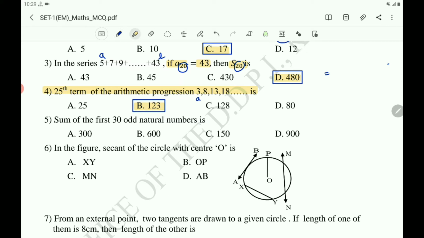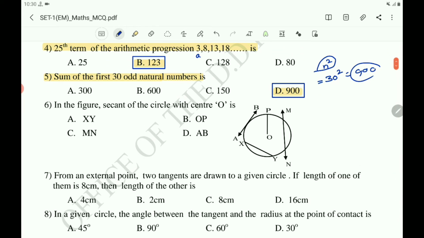Here is the next question: the sum of the first 30 odd natural numbers. You know that if there are n odd natural numbers, the sum of those n numbers is n square. So the sum of the first 30 odd natural numbers is 30 square, which equals 900. So what is the answer? Option D is the answer.